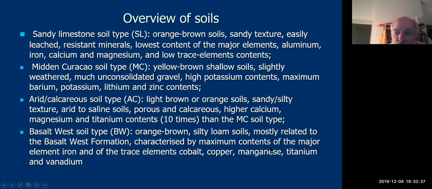And the arid calcareous soils, these tend to be sandy to silty texture. Some of them are saline. They may be very porous, so they're not going to hold water very well. And for some reason they have a lot of titanium, but again, that's not an important plant nutrient. Basalt West: orange brown. Oh, there's a lot of orange brown going on here. Silty loam textures, mostly related to the Basalt West formation. High levels of major elements and trace elements. So this can be good.